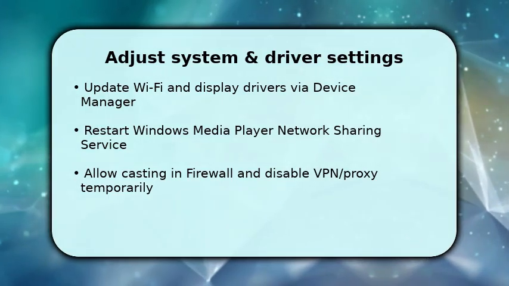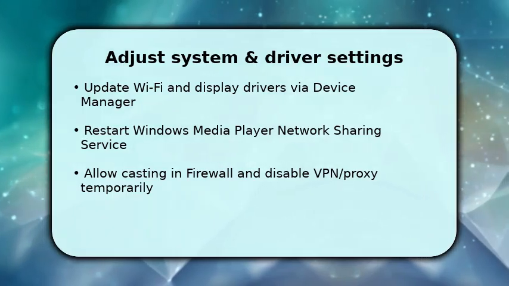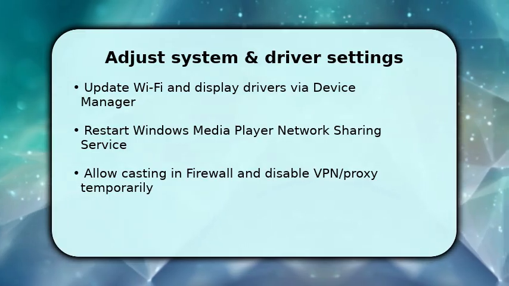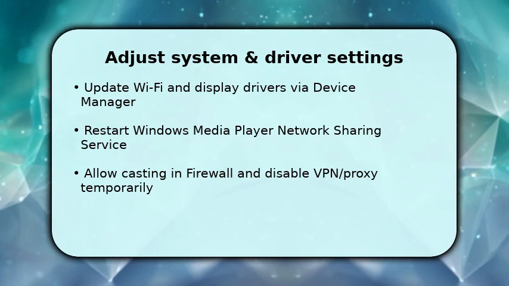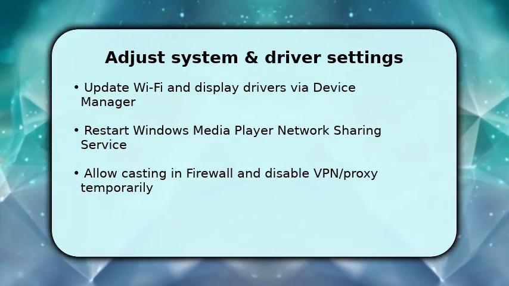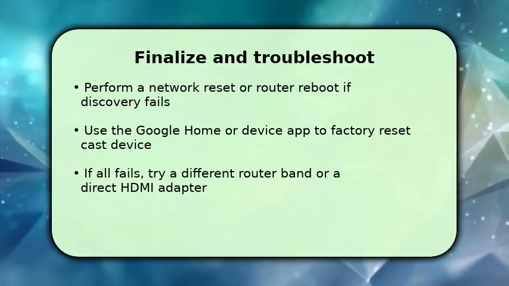Next, check Windows firewall rules and allow incoming connections for casting-related services. If you use a VPN or proxy, disable it briefly, because those route traffic away and prevent the device from seeing your PC. Finish by confirming connections and using fallback options.